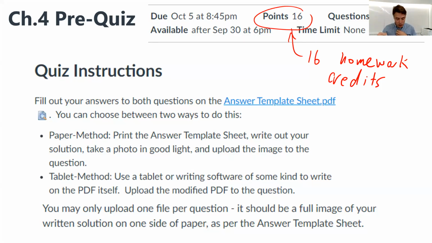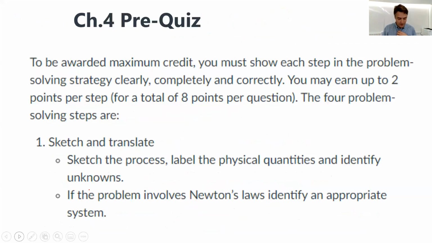It should be a full image of your written solution on one side of the paper, as per the answer template sheet. So the answer template sheet has 4 steps: the sketch and translate, the simplify and diagram, represent mathematically, and the solve and evaluate step. To be awarded maximum credit, you must show each step in the problem-solving strategy clearly, completely and correctly. You may earn up to 2 points per step for a total of 8 points per question. And so there's 2 questions, that's why it's out of 16.